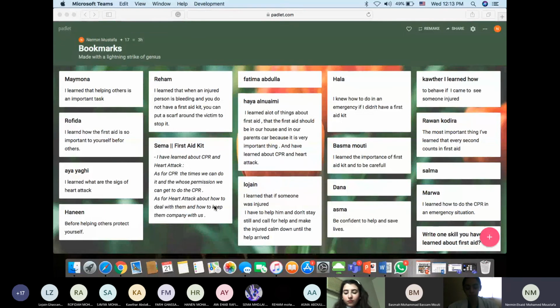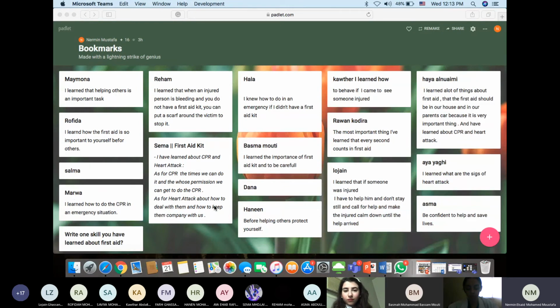Yes, Haya, she learned a lot of things about first aid. Okay, for example, first aid kit should be available in our houses. Yes, excellent, Haya. Lujain, how to help injured and calm them down until they arrive. Yes, thank you, Lujain. Hanin, before helping others, protect yourself. This is the first rule of first aid. Okay, and Basma, importance of first aid kit, because it was your turn today in your presentation, Basma.